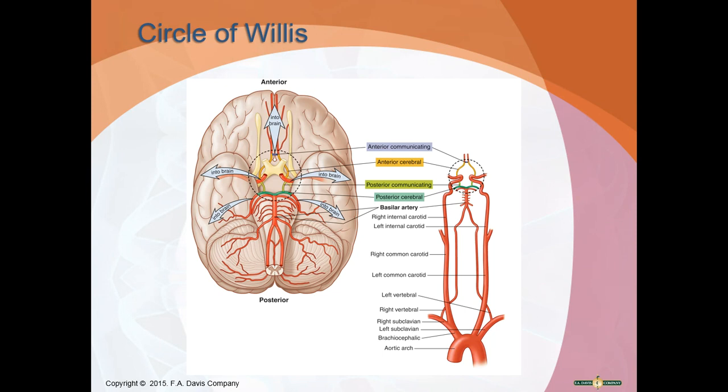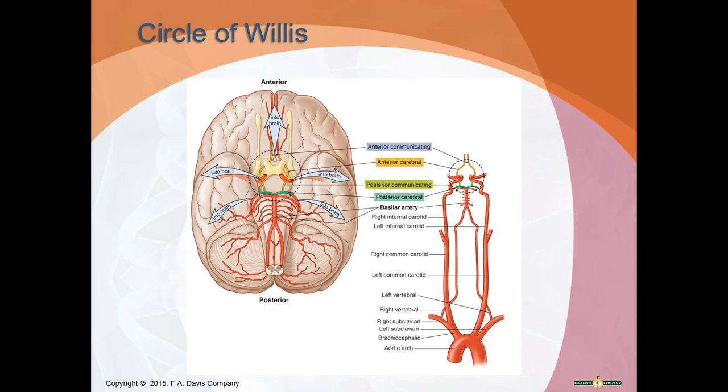And the complete circle of Willis is 2 anterior cerebral arteries, a single anterior communicating artery, 2 posterior communicating arteries, and 2 posterior cerebral arteries. So this shows you how it is in the brain, and this takes it out so that you can see. And it's called the circle of Willis. And so that's on page 303.